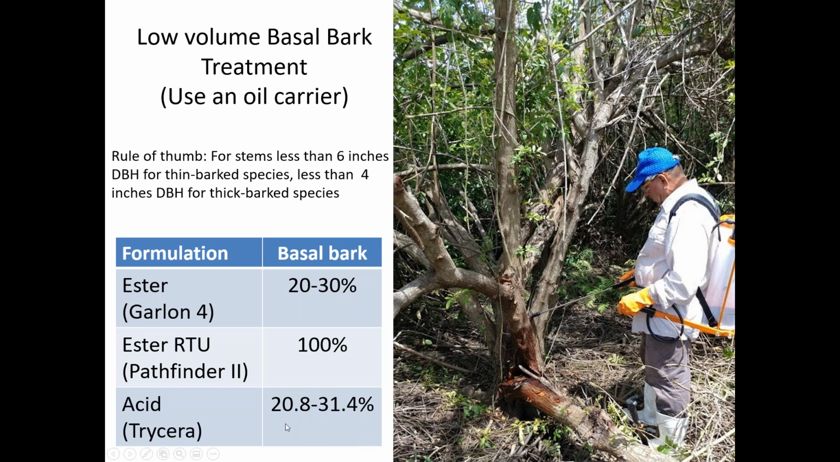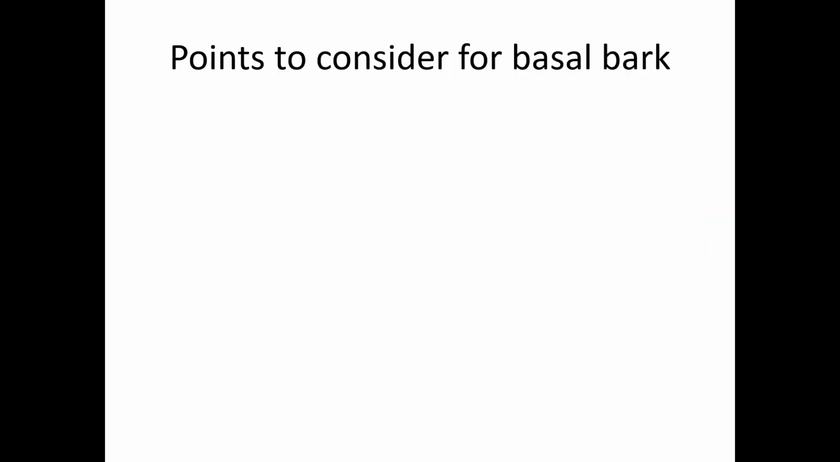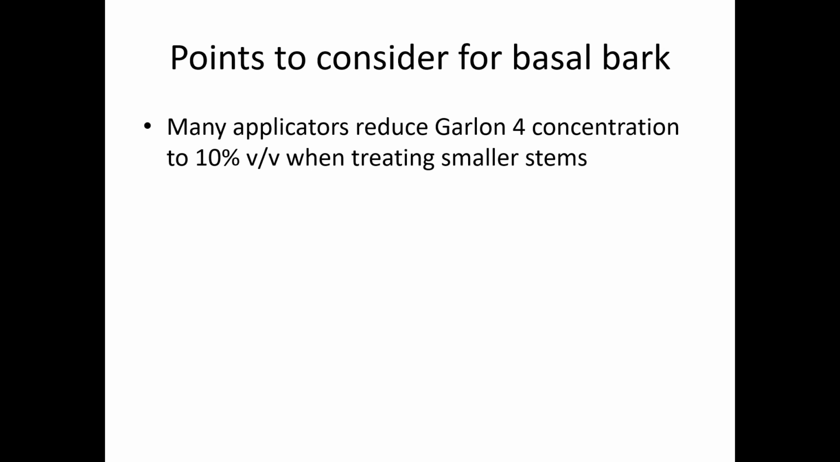In general, the importance for either the ester or the acid formulations is good coverage all the way around the circumference of every stem, typically treating a band height of about 12 to 15 inches and spraying to wet. You can see this applicator is darkening it there. He's not flooding it. He's not pooling it at the ground level for these low volume basal bark applications. But he's getting good coverage all the way around every single stem to effectively get good control of that individual tree.